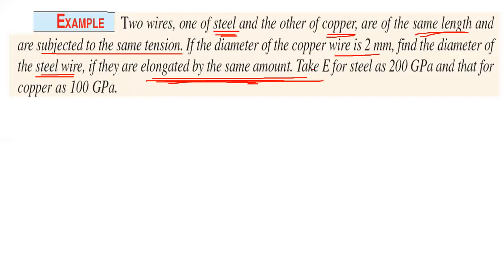Here the Young's modulus for steel equal to 200 GPa, and Young's modulus for copper equal to 100 GPa. The Young's modulus is different for different materials. So the steel metal is different and copper metal is different, so Young's modulus of both are also different. The steel metal has high strength. That's why the Young's modulus of the steel is higher than the Young's modulus of the copper.